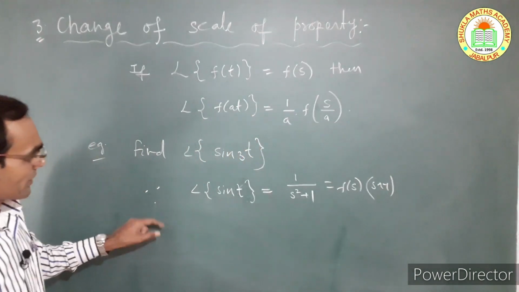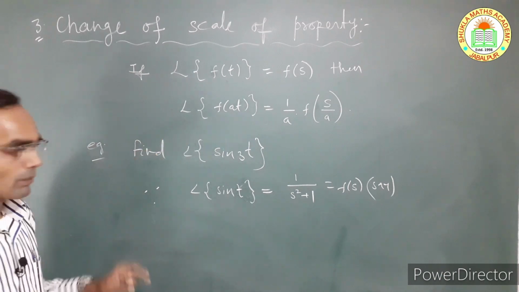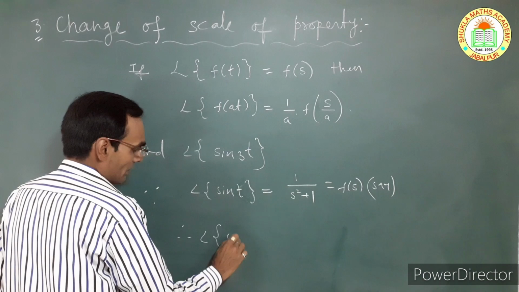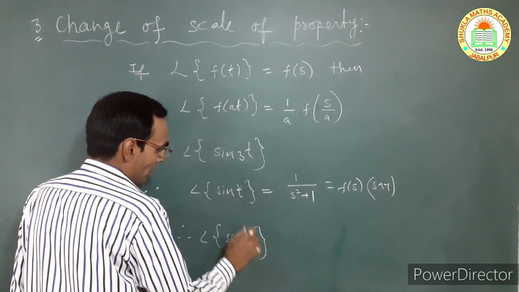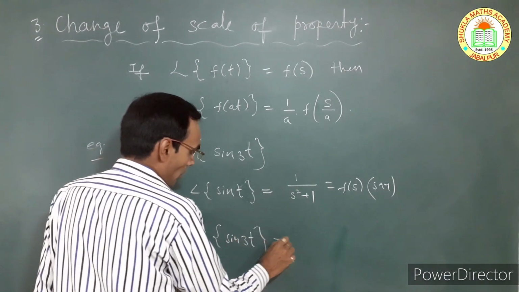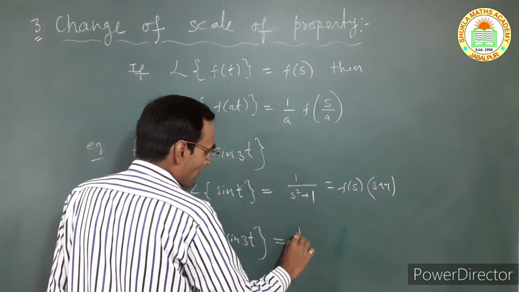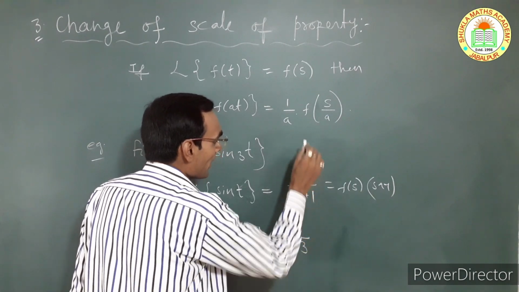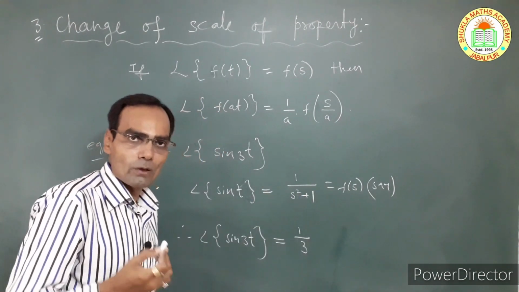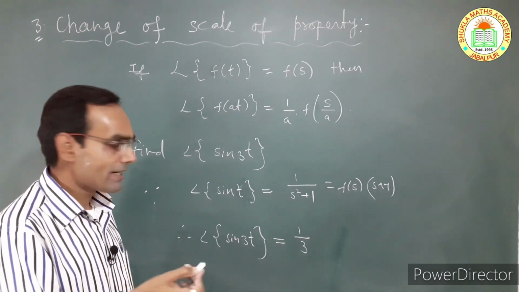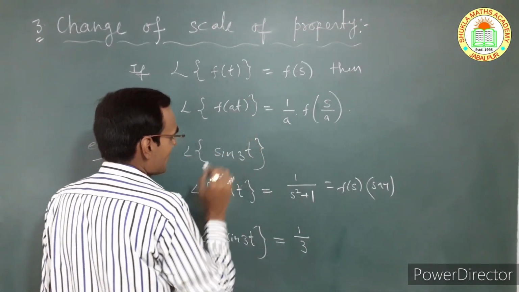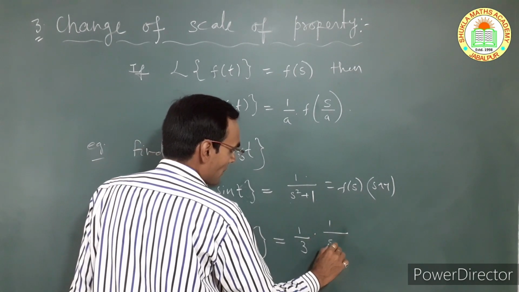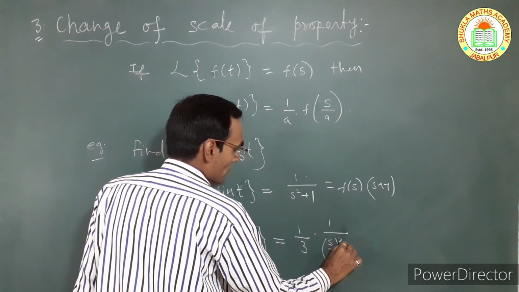And now by using this change of scale property, we must find the Laplace of sin 3t. Therefore, Laplace of sin 3t, we are replacing t by 3t. So by using this property we get 1 by a, where our a becomes 3, so it is 1 by 3 into F(s by 3), also replacing s by 3 in F(s). Our F(s) is 1 upon s square plus 1, so replacing s by s by 3, whole square plus 1.